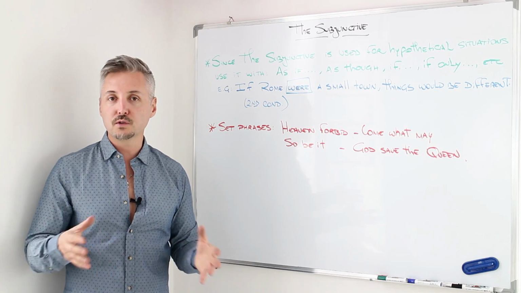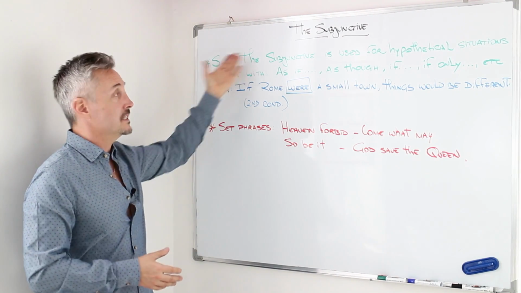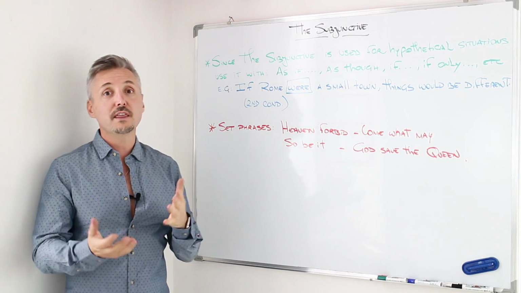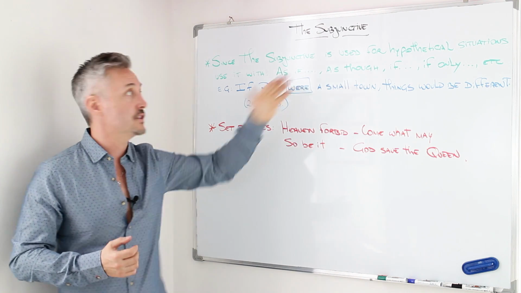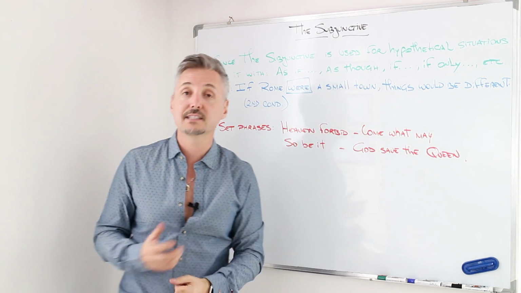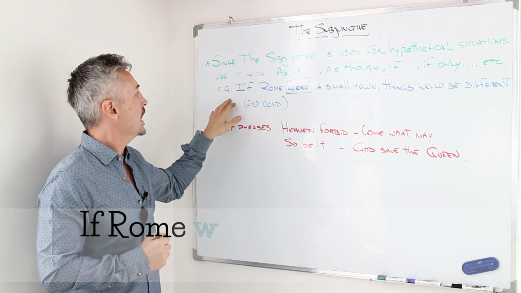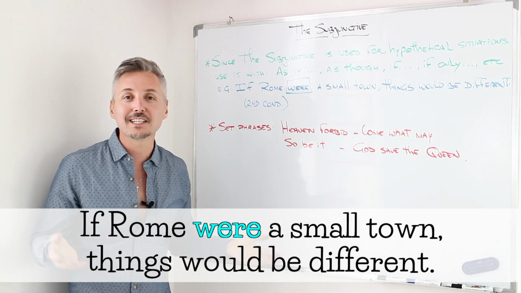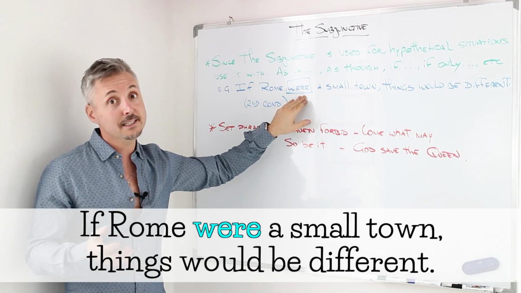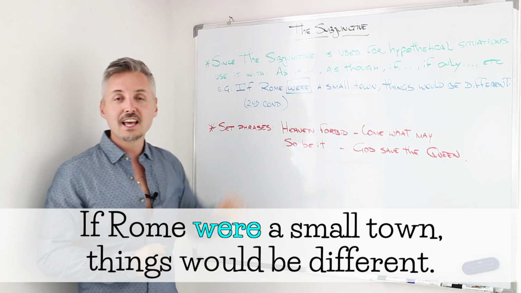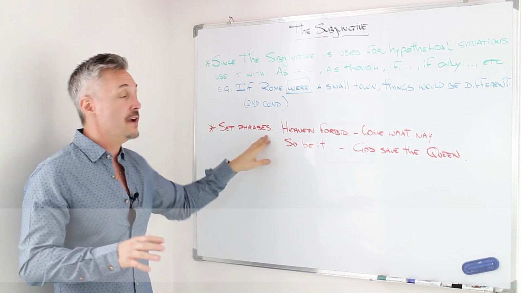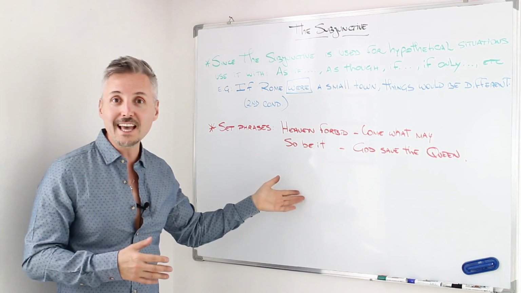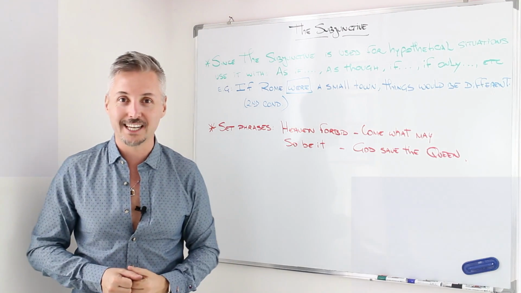Two last things that I wanted to tell you about the subjunctive. Since the subjunctive is used for hypothetical situations, we use it with expressions such as if, as though, if only, etc. Just like my example. If Rome were a small town, things would be different. This is also the second conditional. But were is the subjunctive in the past. Now, we have also set phrases such as heaven forbid, come what may, so be it, God save the Queen.